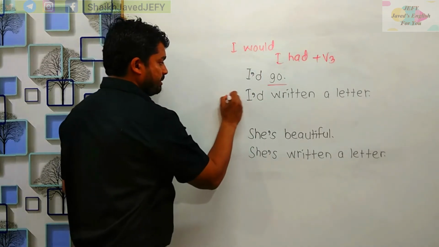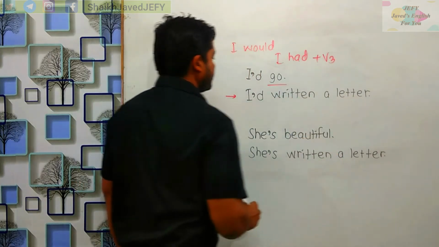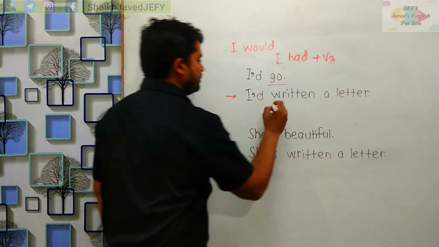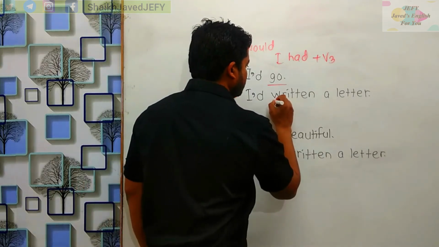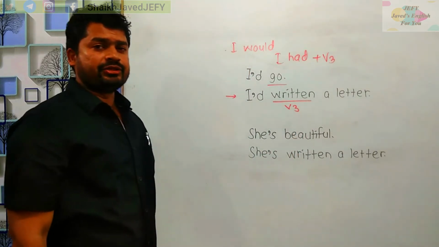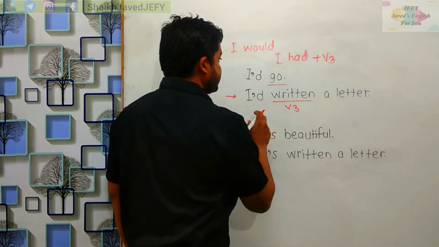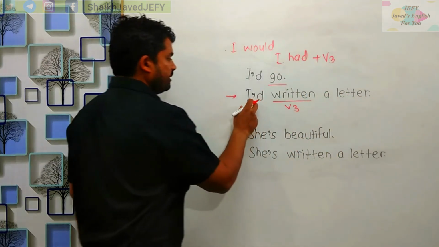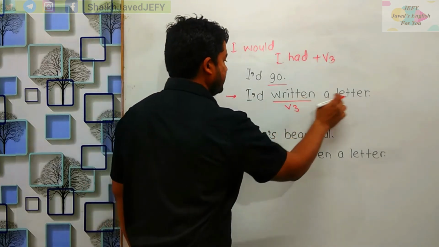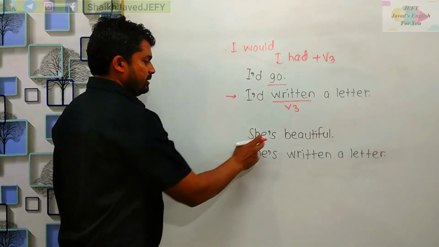Now look at this example. I'd written a letter. This one is not I would, because the third form of the verb has been used here. So this sentence has had somewhere here, but how would you say it? I'd written a letter in this way.